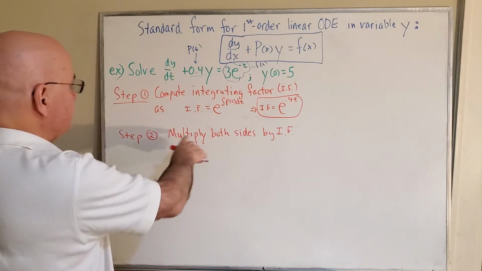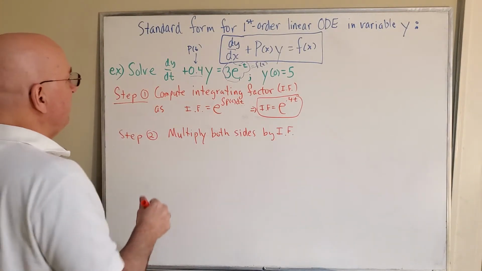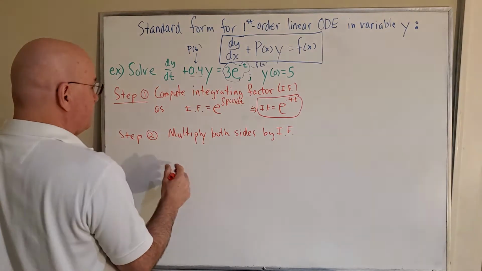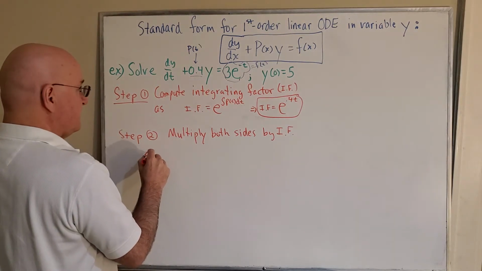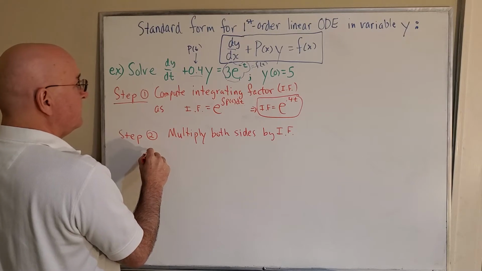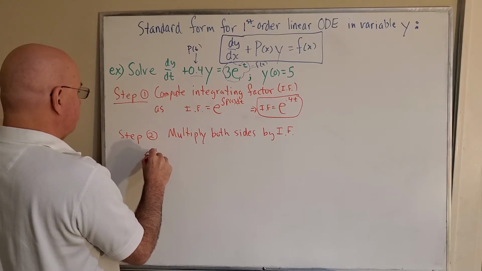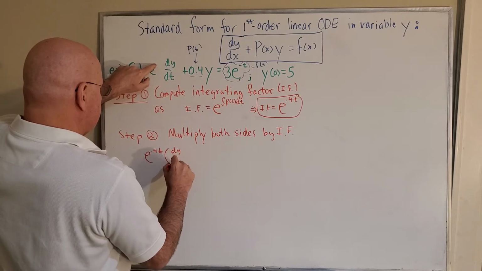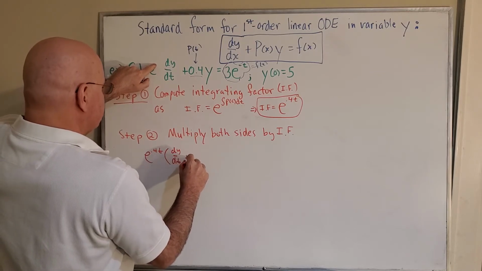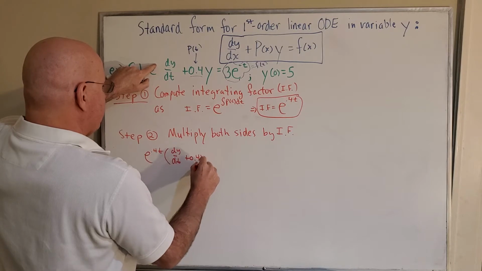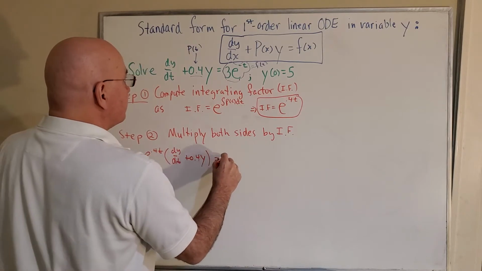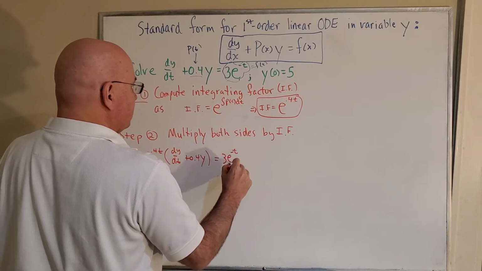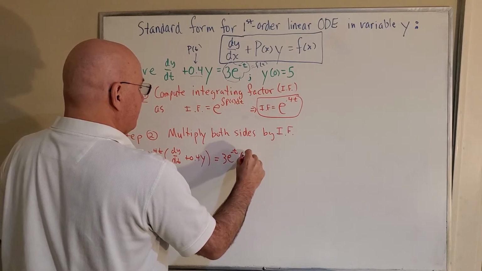And what we do is multiply both sides of this equation by the integrating factor. So we get e to the 0.4t times dy/dt plus 0.4y is equal to 3e to the negative t times e to the 0.4t.